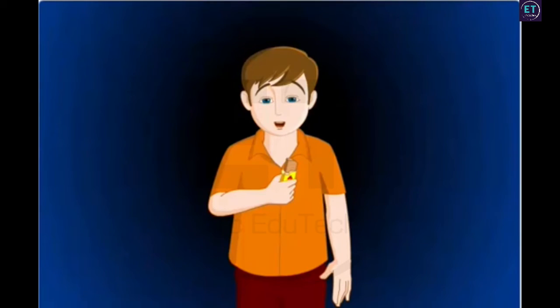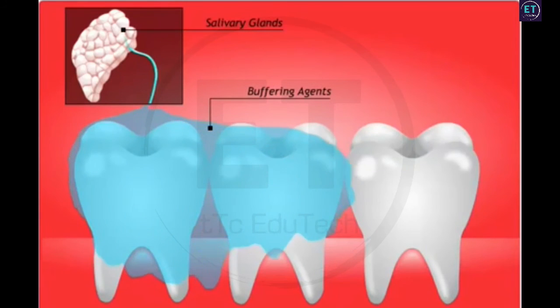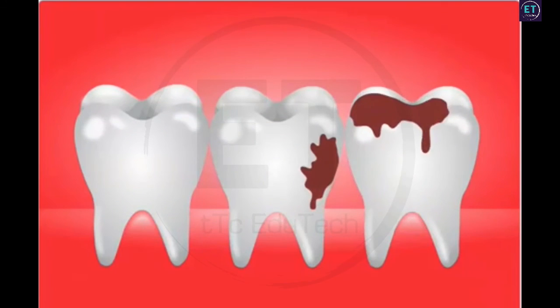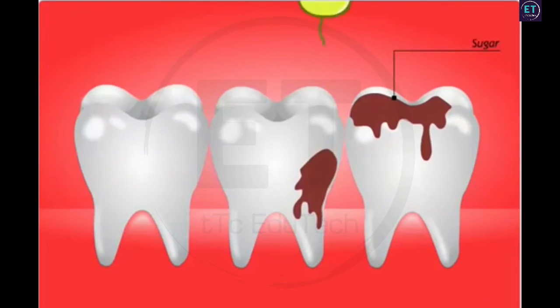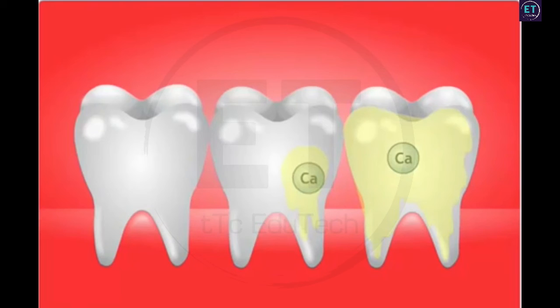Since saliva contains enzymes, is it harmful for the teeth? Saliva contains buffering agents that protect the teeth from decay. When we eat something sugary, bacteria produce an acid that attacks the enamel in the teeth. This removes minerals like calcium and phosphate from the teeth and makes them susceptible to decay, thereby forming plaque.